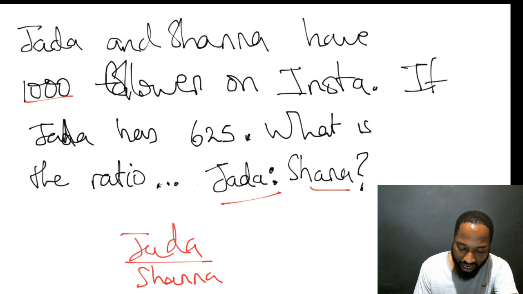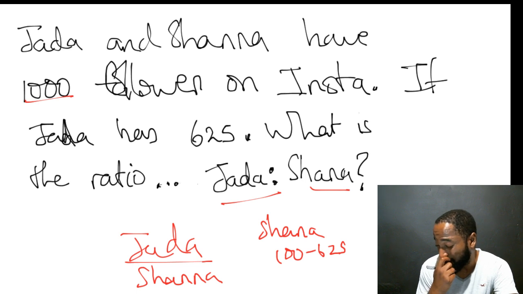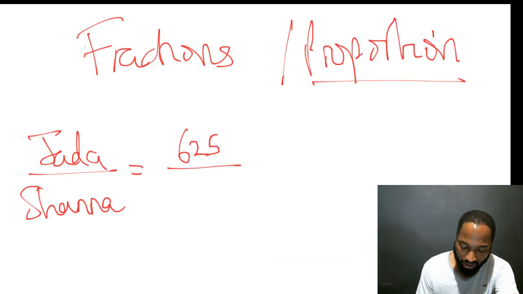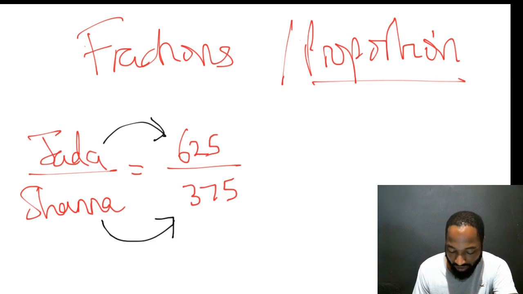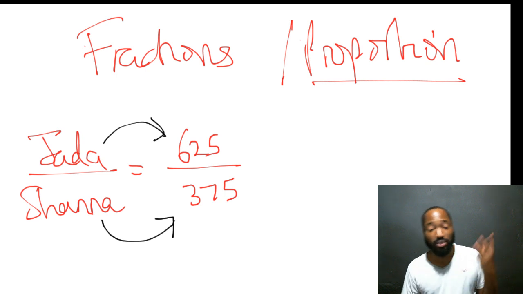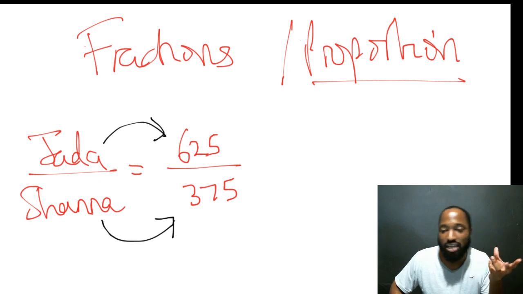Well, they said they have 1,000 in all. So Shanna has 1,000 take away 625, which is 375. So Shanna has 375. Remember, Jada has 625 followers and Shanna has 375 followers. The question didn't say how much Shanna has, but they gave you how much they have altogether. I made it that way in case it comes as complicated as possible.